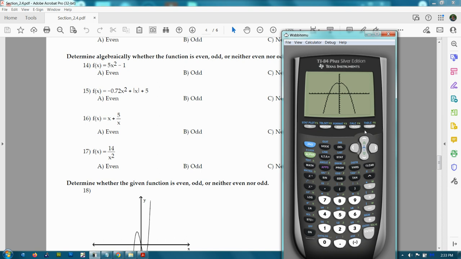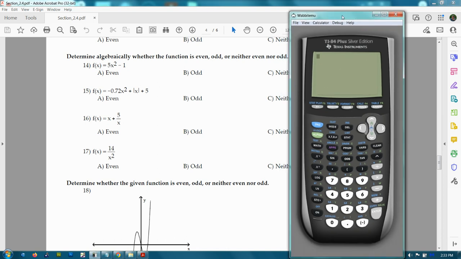And you see you've got symmetry to the y-axis here. This is number 15. It's symmetric to the y-axis. These points lie on top of these. If I folded along the y-axis, those would lie on top of that. So it's an even function. Y-axis symmetry, even function. Number 15, letter A.